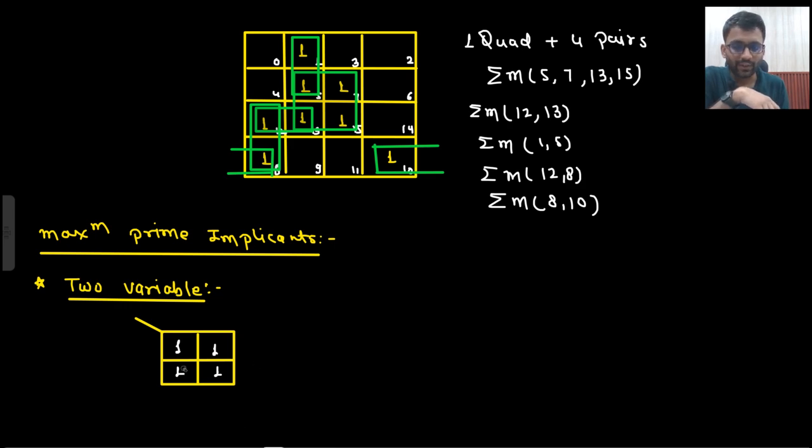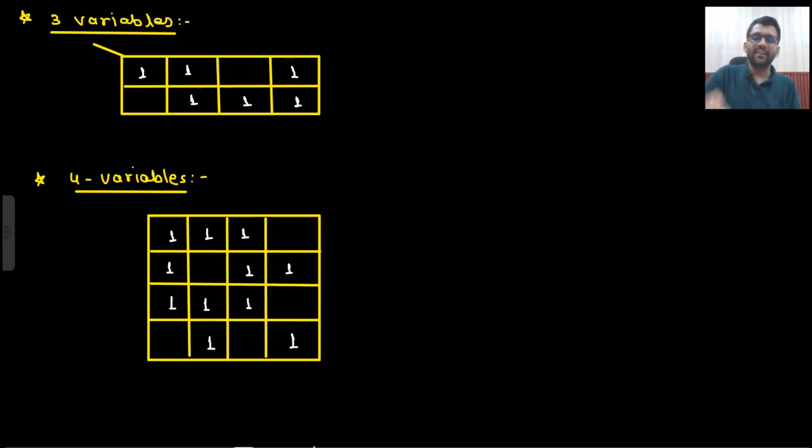So what I need to do: if I remove this one, then how many groups can I make? 1 and 2. Can I make a group of a single cell like this? No, because this cell is completely there in this pair. So only 2 groups are allowed. So here there are 2 prime implicants. Let's try thinking for 3. Okay, this I have already shown, but I should not show.